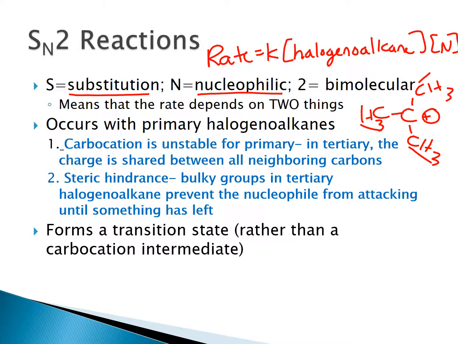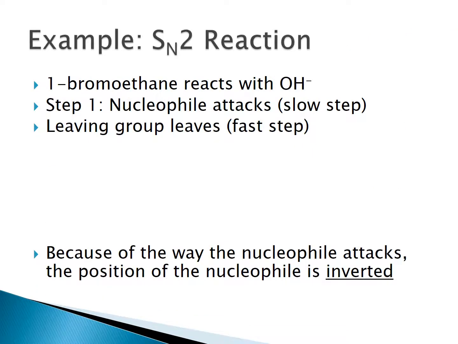SN2 reactions form a transition state. So in SN1 we had a carbocation intermediate. This is going to form a transition state, and I'm going to show you how we show that exactly. And this is slower than an SN1 reaction. Okay, so let's look at an example with 1-bromoethane reacting with hydroxide.